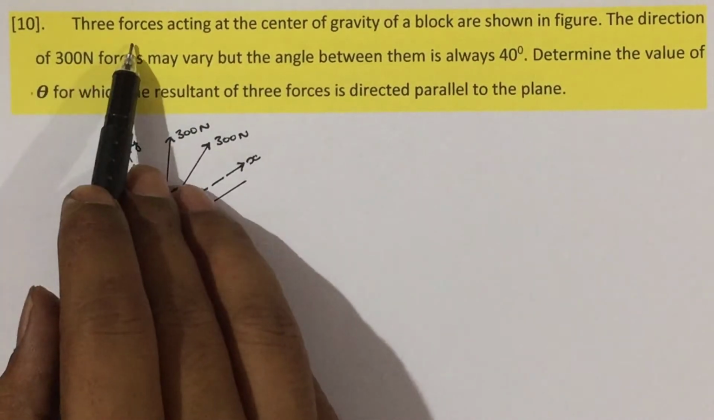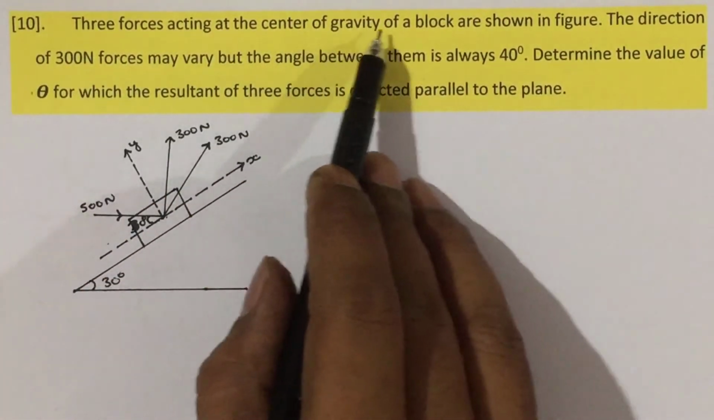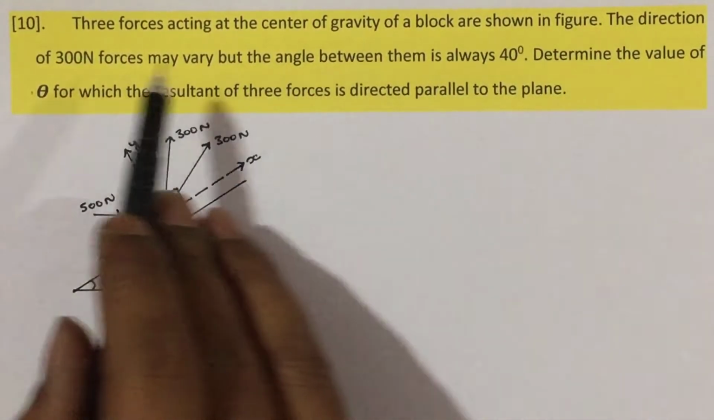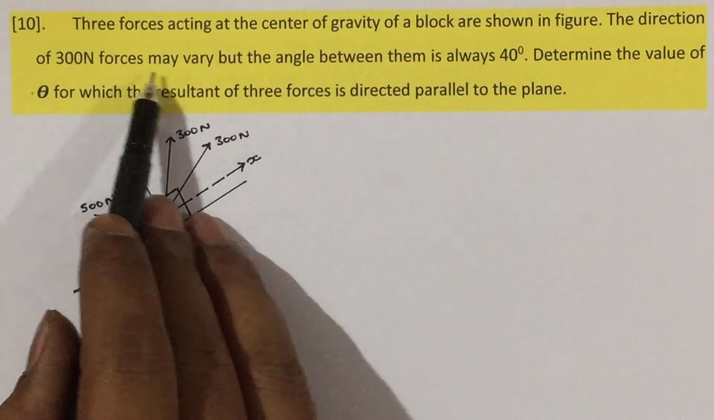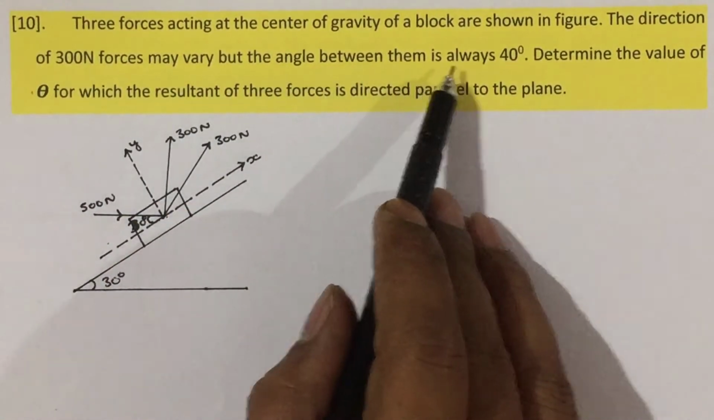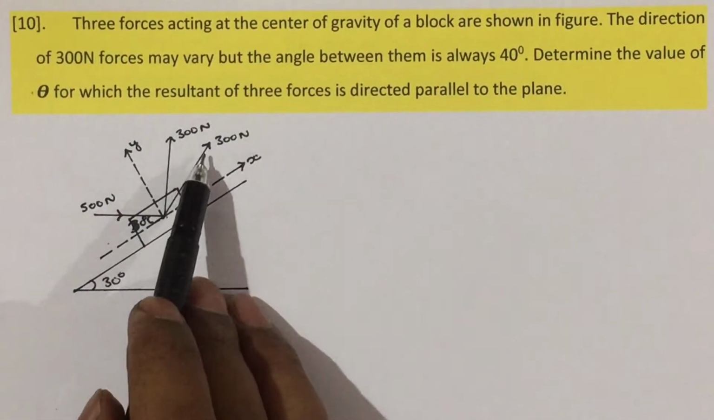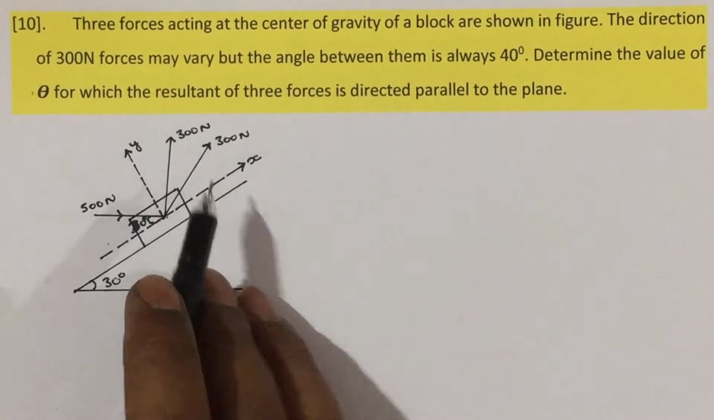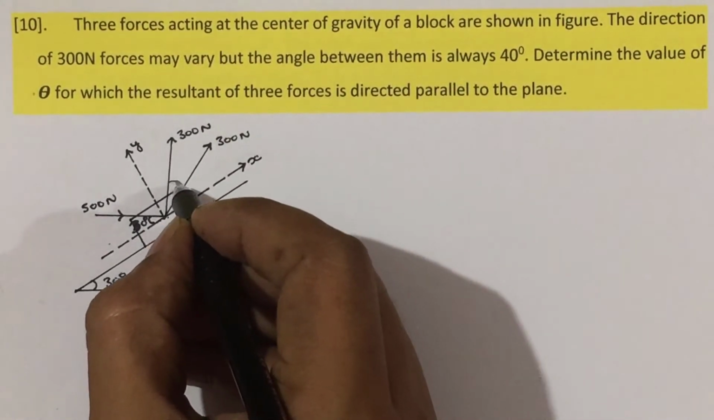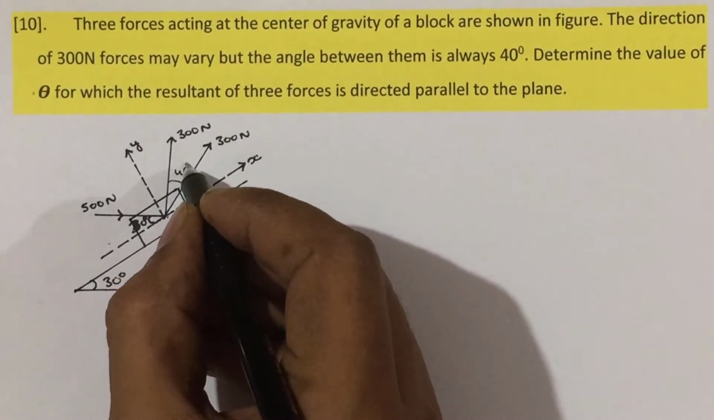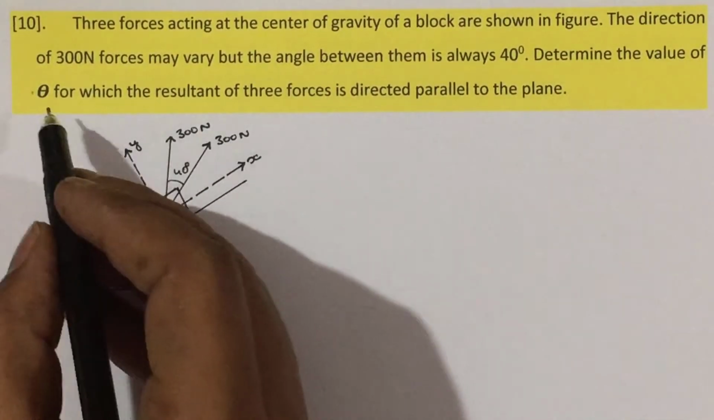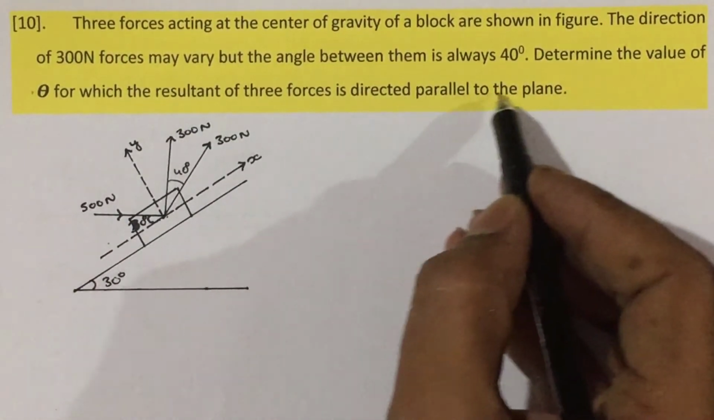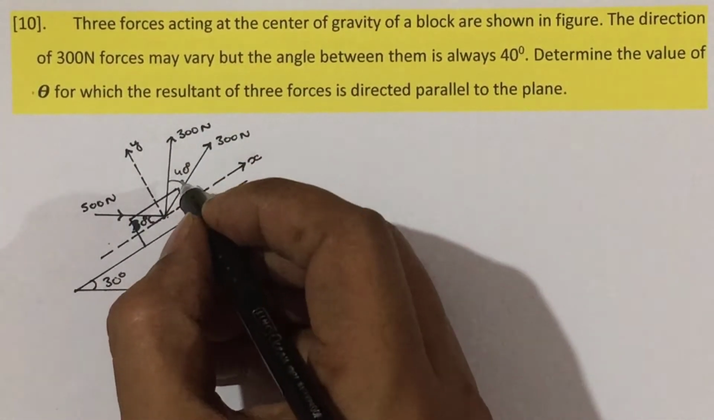Problem 10. Three forces acting at the center of gravity of a block are shown in the figure. The direction of the 300 Newton forces may vary, but the angle between them is 40 degrees. This is 300 and this is 300, the angle between them is 40 degrees. Determine the value of theta for which the resultant of the three forces is directed parallel to the plane.